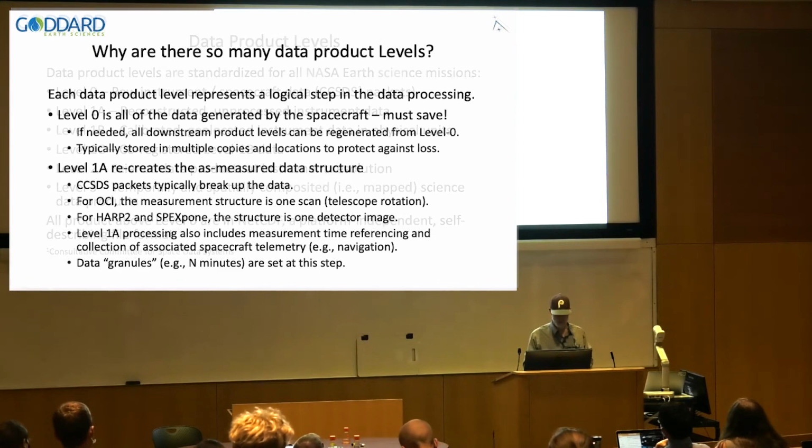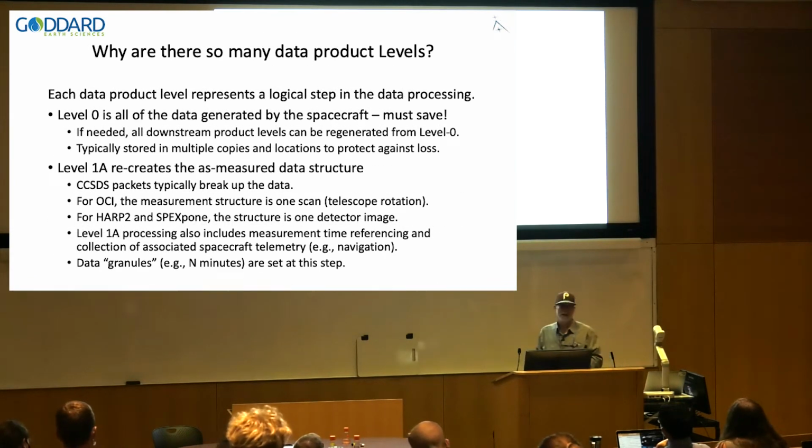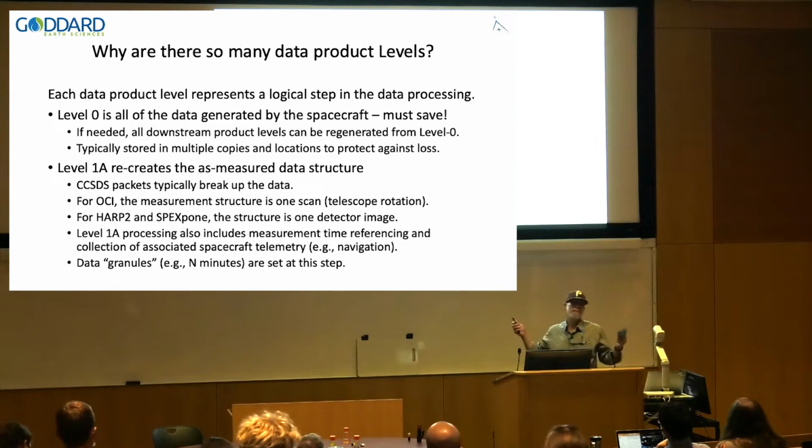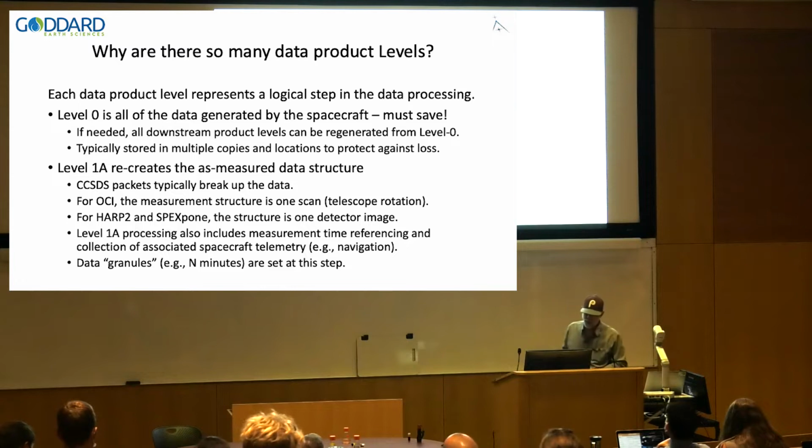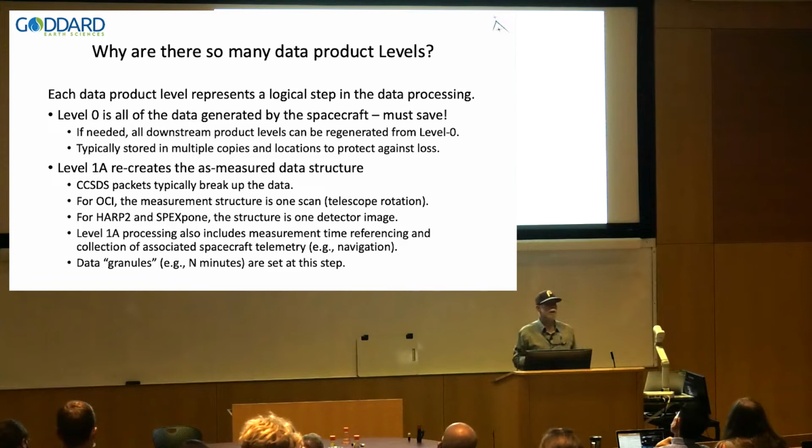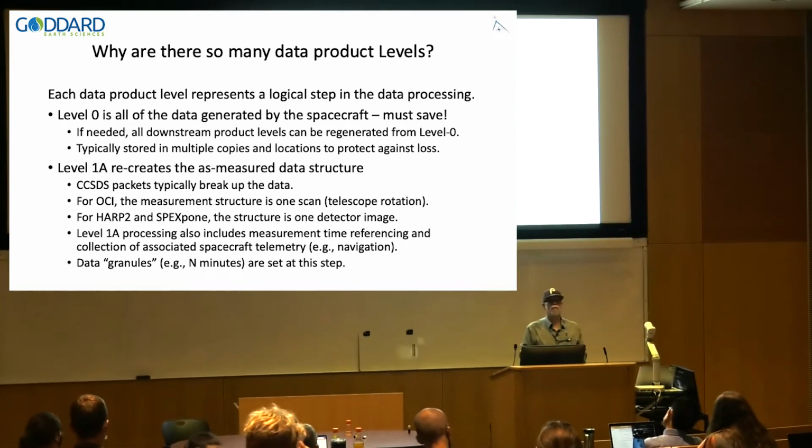Okay, so you might well ask, why do we need all these product levels? Why can't we just go from the satellite data right to the science data products? Wouldn't that be much easier? Well, there's a good reason for breaking it up into steps. Each data product actually represents a logical step in the data processing. It is a complex process, and there's a number of essentially independent, decoupled steps that need to be performed to get from the satellite data in the packets to scientific data products.